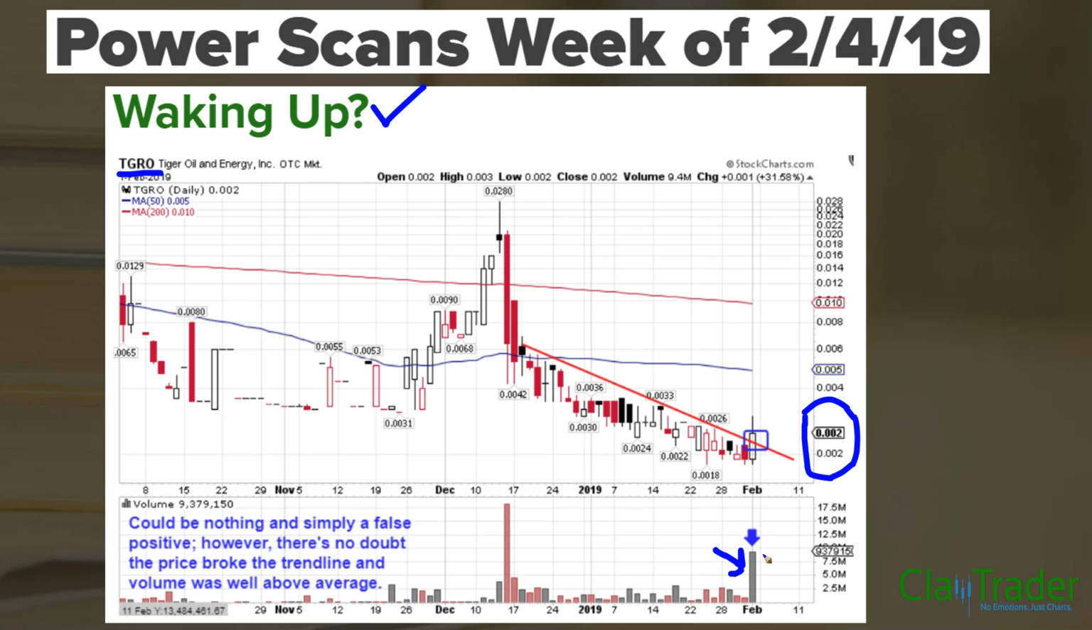It's one of those, especially in the world of penny stocks: does somebody know something's coming? Is somebody loading up? What exactly is going on with this volume surge? So let's see if this was the start of something bigger or not.